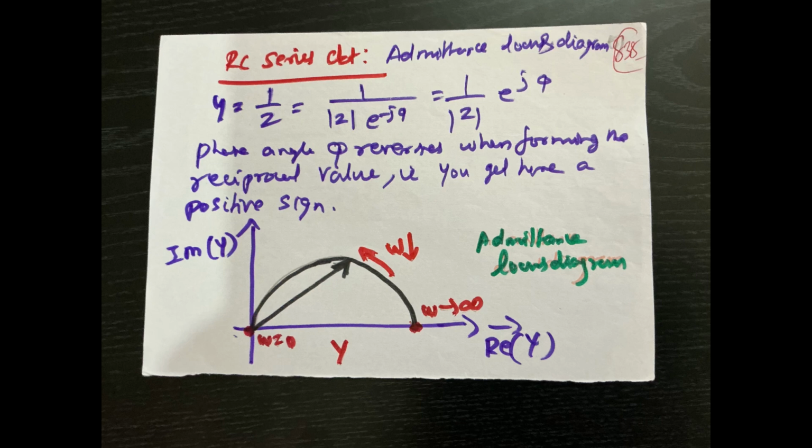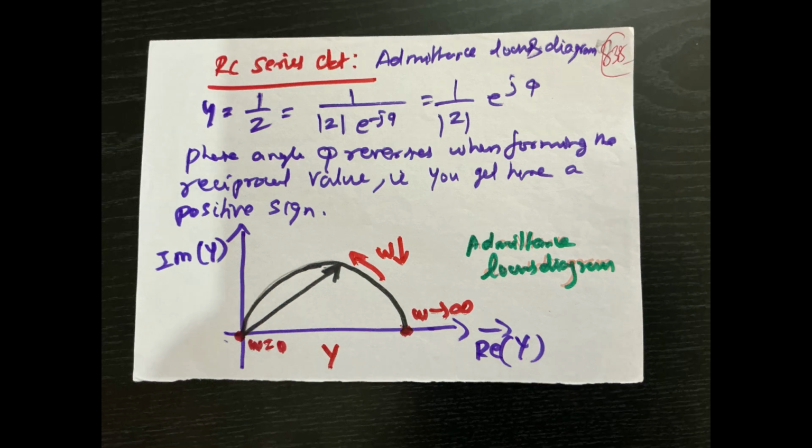The admittance locus diagram is shown in the figure. Y is 1 by Z, which is 1 divided by modulus of Z e power minus j phi, that goes to e power j phi and 1 divided by modulus of Z. The phase angle phi reverses when forming the reciprocal value, so you get a positive sign, the opposite of the impedance locus diagram. On the positive side we get a semicircle. Y gives the semicircle as omega changes from 0 to infinity.